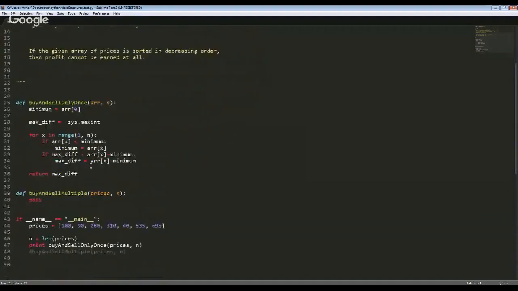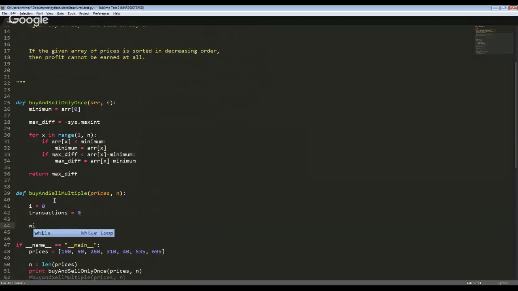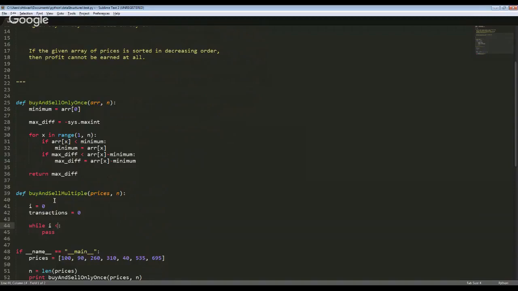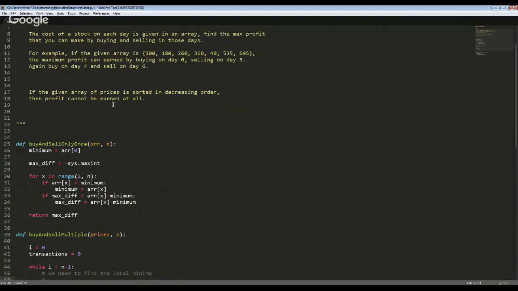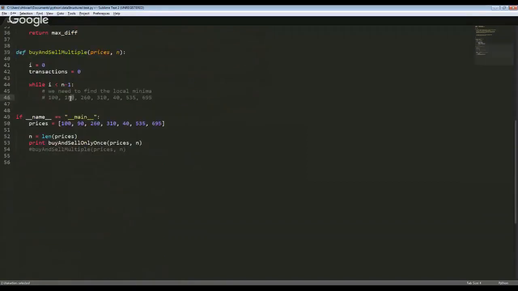As I've just discussed earlier, one complete transaction is buying and selling the stock, right? So as of now, let's say the total transactions made is 0. We'll have something like while i is less than n minus 1, right? We need to find the local minima, right? Why I'm saying this, let's take this example itself. Let's say make this 90.